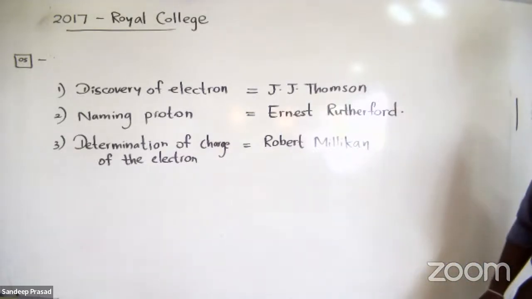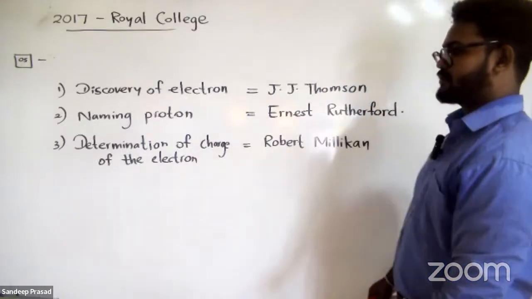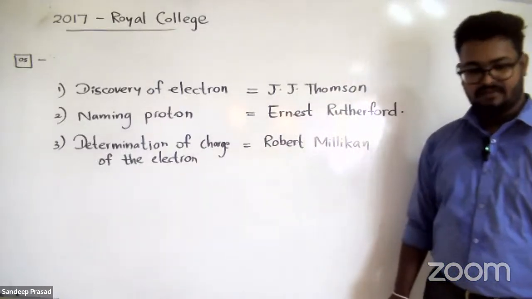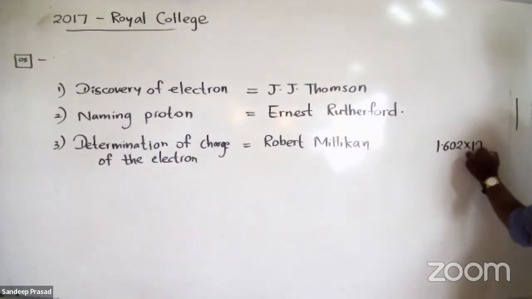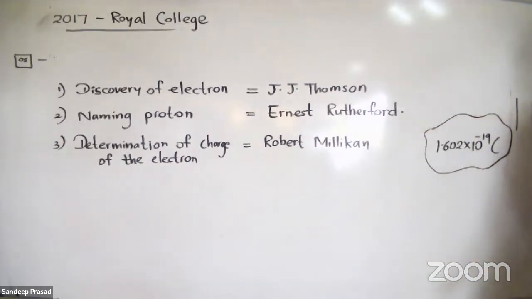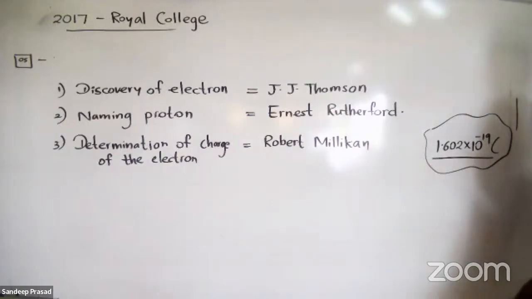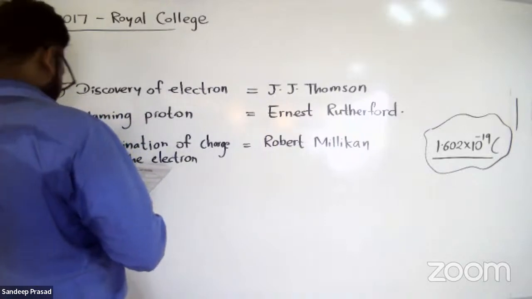Robert Millikan, right? Can you remember the oil drop experiment? Using the oil drop experiment, Robert Millikan discovered the charge of an electron is 1.602 × 10 to the power minus 19 coulomb, right? As a chemistry student, you cannot forget these things, right?